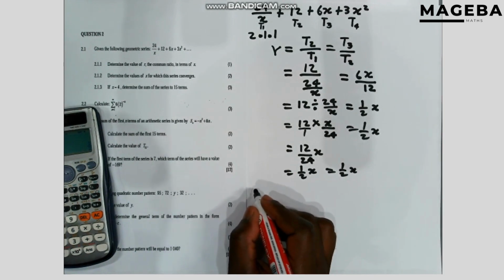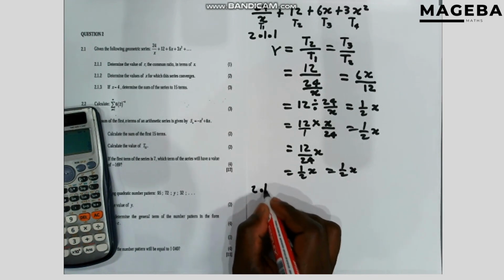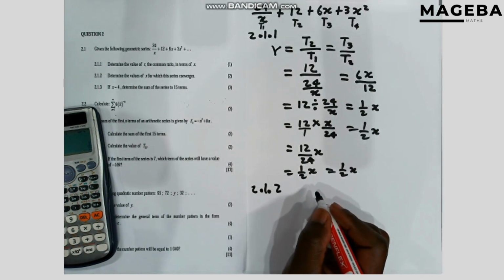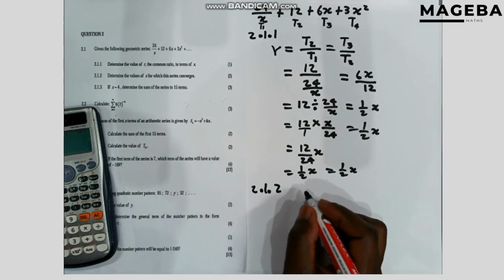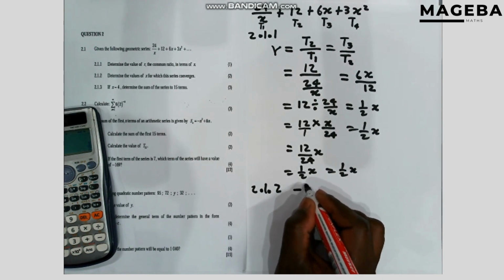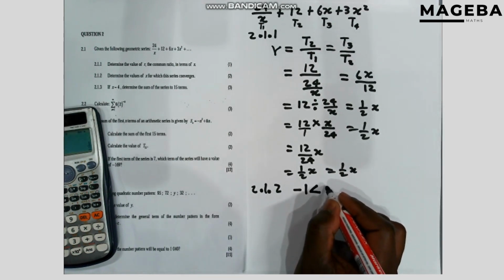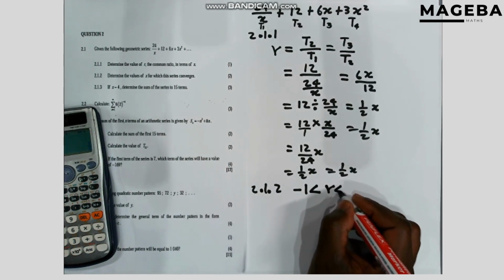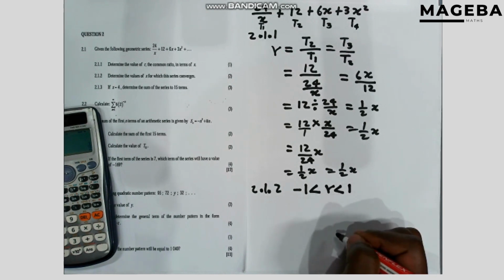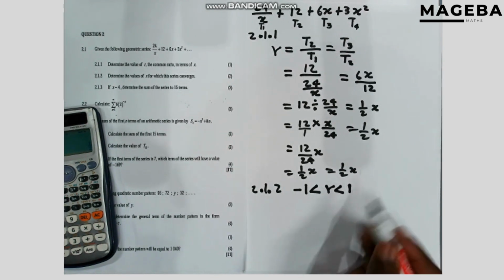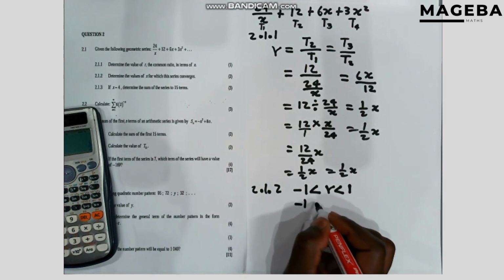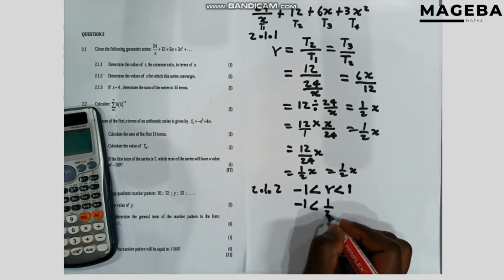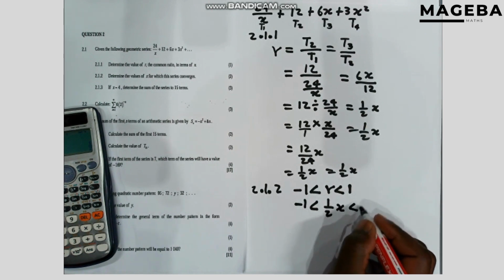And now the second question, it's saying 2.1.2, determine the values of x for which the series is convergent. So we know the standard formula for convergence, where you say -1 is less than our ratio, and then the ratio is less than 1. So our ratio here, which is r, we've already calculated, so it's just -1 is less than 1 over 2x, and then this is less than 1.